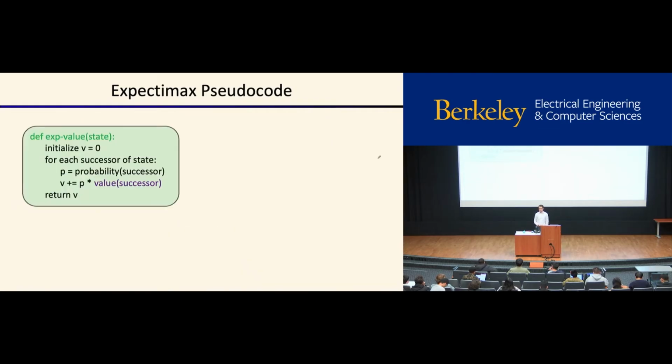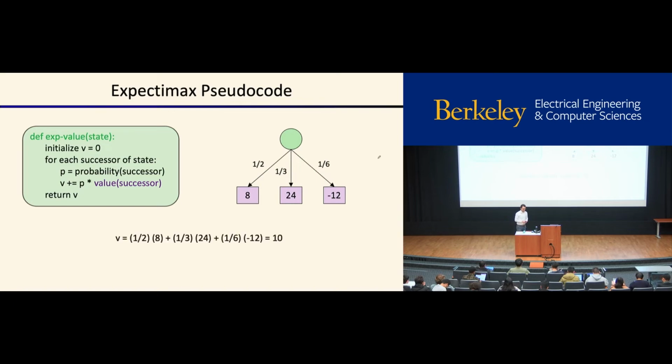So what does that look like for an example? Well, we're going to look at each successor in sequence. So we look at the 8 first. It has a half probability, so that comes to 4. We have a 24. That has a third probability. That comes to 8. And we have a sixth probability of the minus 12. We can add these things together, weighted by the probabilities, and the outcome is that the expectation value of this chance node is 10.